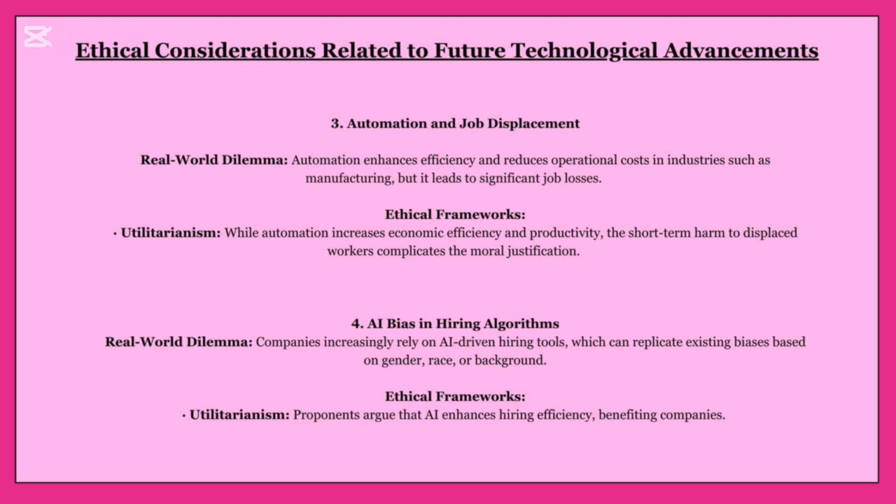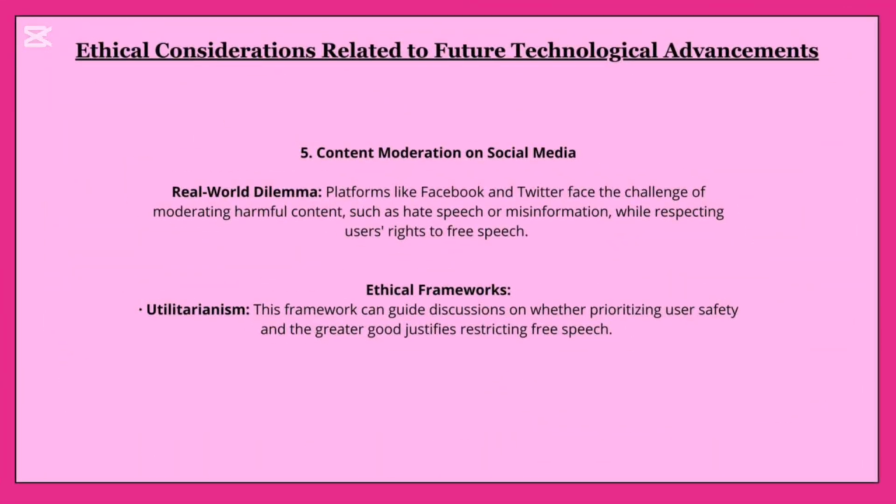Number 4. AI bias in hiring algorithms. Real-world dilemma: companies increasingly rely on AI-driven hiring tools, which can replicate existing biases based on gender, race, or background. Ethical framework: utilitarianism. Proponents argue that AI enhances hiring efficiency, benefiting companies.